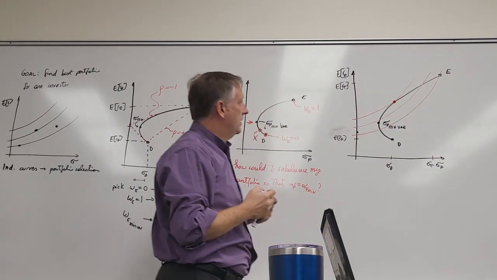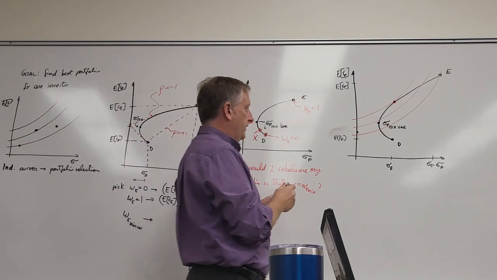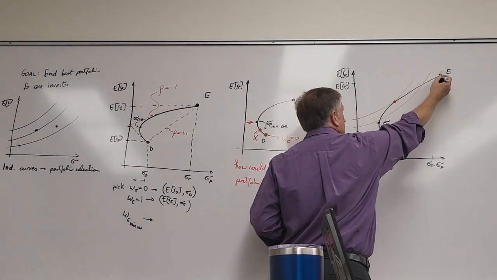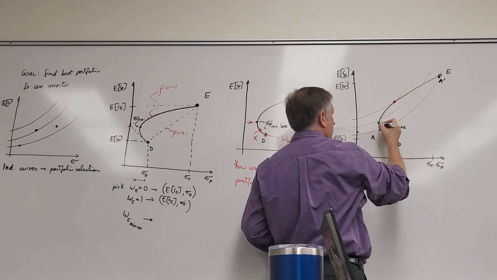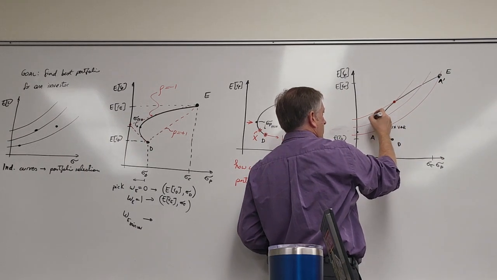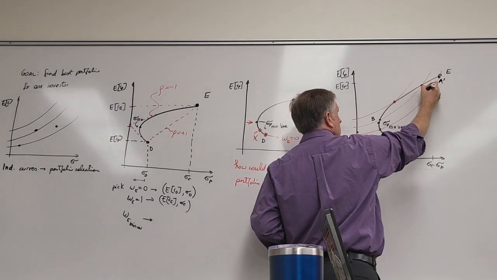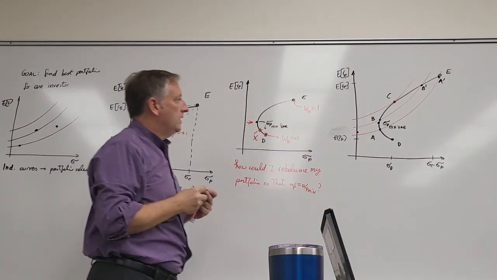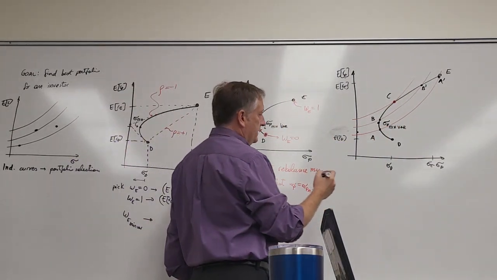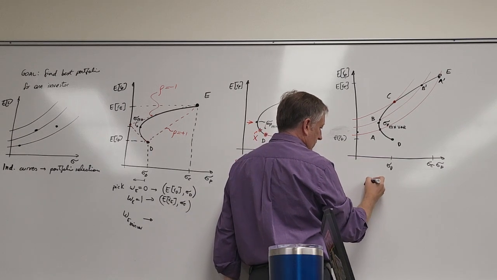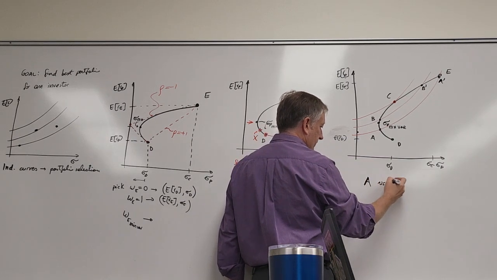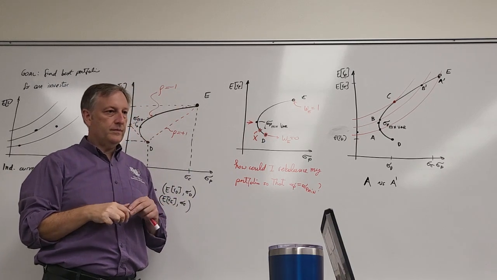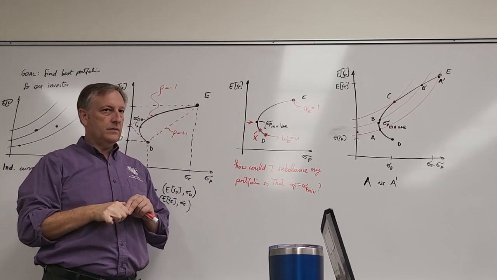So you have portfolio A, A prime, B, B prime, and C. What is the relationship between A and A prime? They're the same utility.